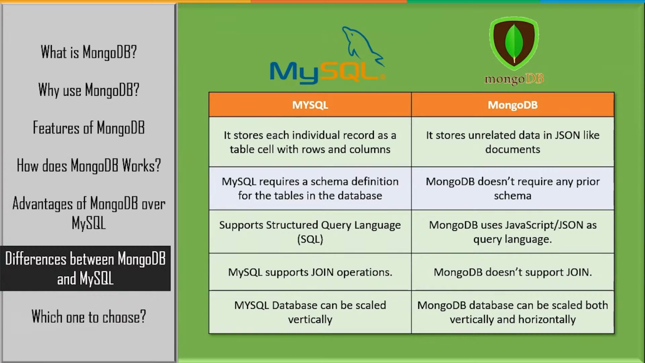MySQL supports join operations. That is, you can join two or more tables using various join operations like inner join, outer join, left join, and right join. While in MongoDB, we do not have the option of join. And finally, MySQL databases can be scaled vertically, whereas MongoDB databases can be scaled both vertically as well as horizontally.